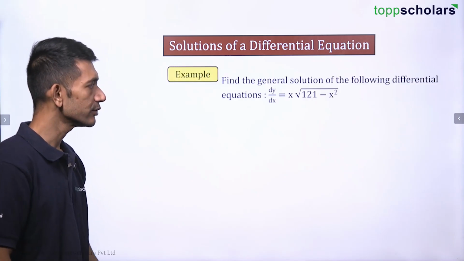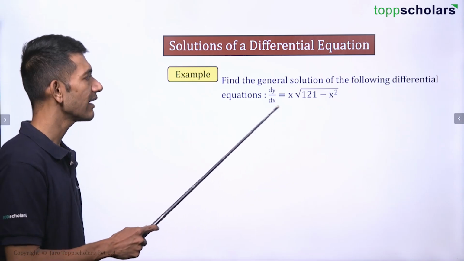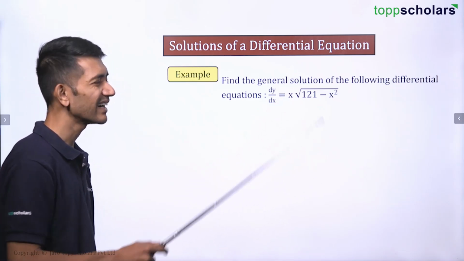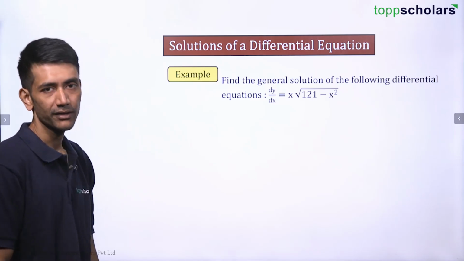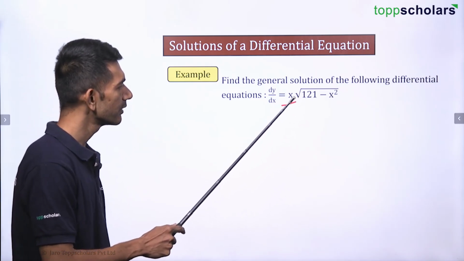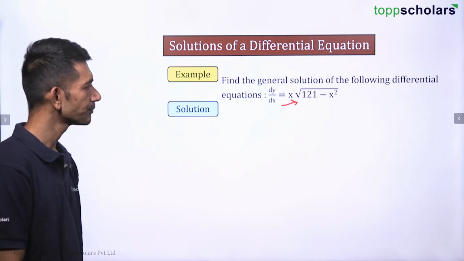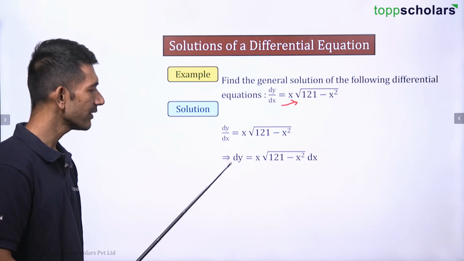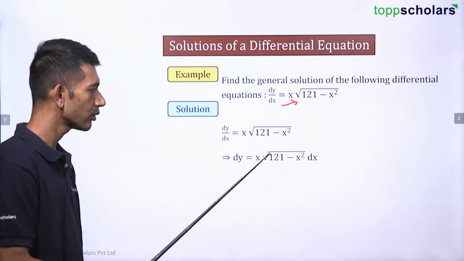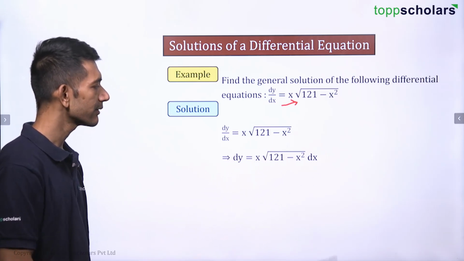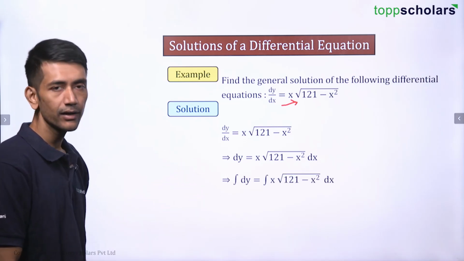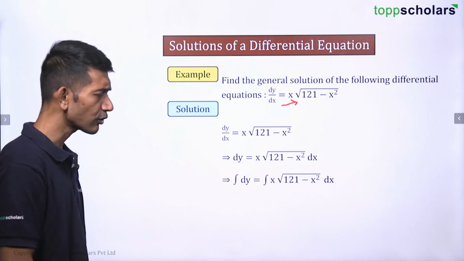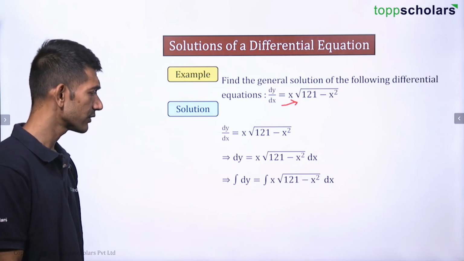Find the general solution of the following differential equation: dy by dx is equal to x into under root of 121 minus x square. Again you pull this dx to the other side. Let us see what happens. Taking dx on the other side, you get dy is equal to x under root of 121 minus x square dx. Now you will integrate on both sides. How are you going to solve this? Can we solve this by the substitution method? Yes, that is one of the ways of solving it.